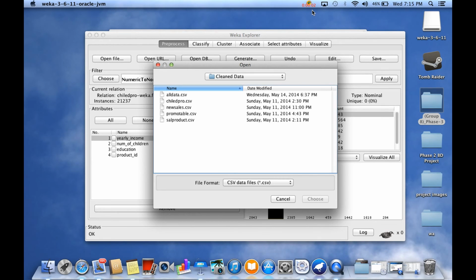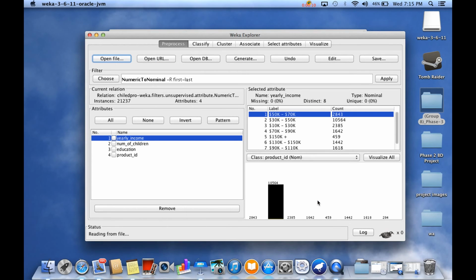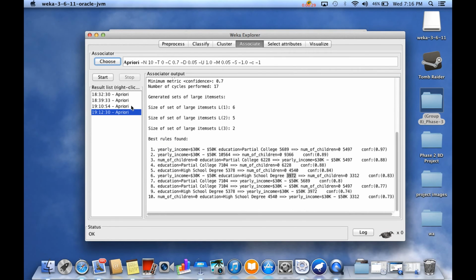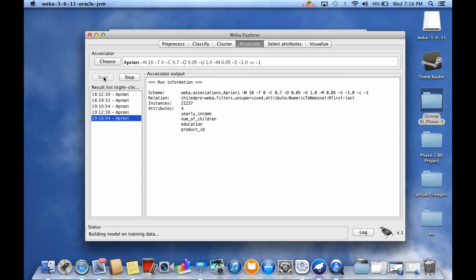Now we start the data mining on another file which has product ID and customer ID, and so we open that file. Now we perform numerical to nominal change, and then we apply that. This is the nominal value that is updated. As you can see, we have different ranges of income and the number of people in that range. Now we apply the Apriori algorithm, and with this we get the association rules between the yearly income, number of children, education, and the products that they purchase.